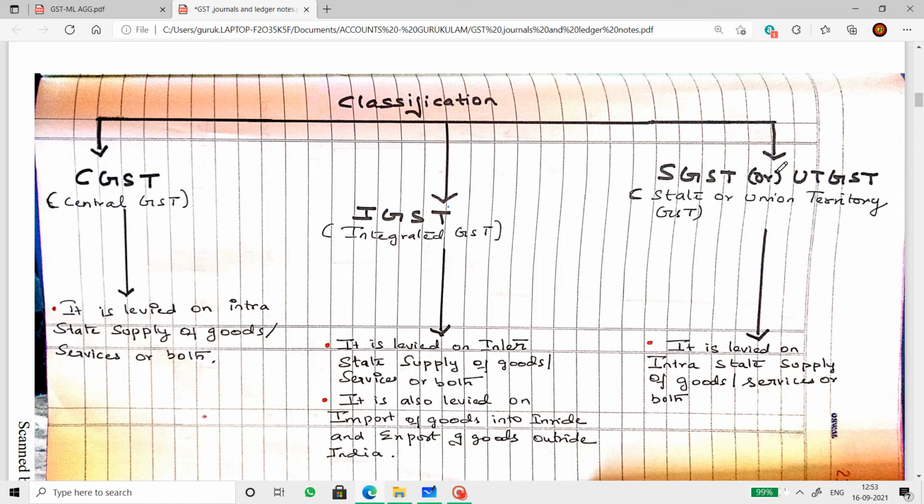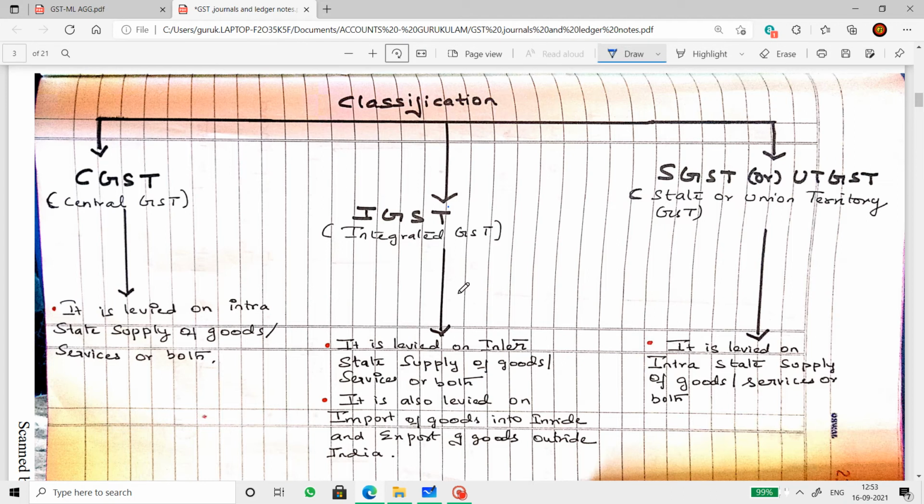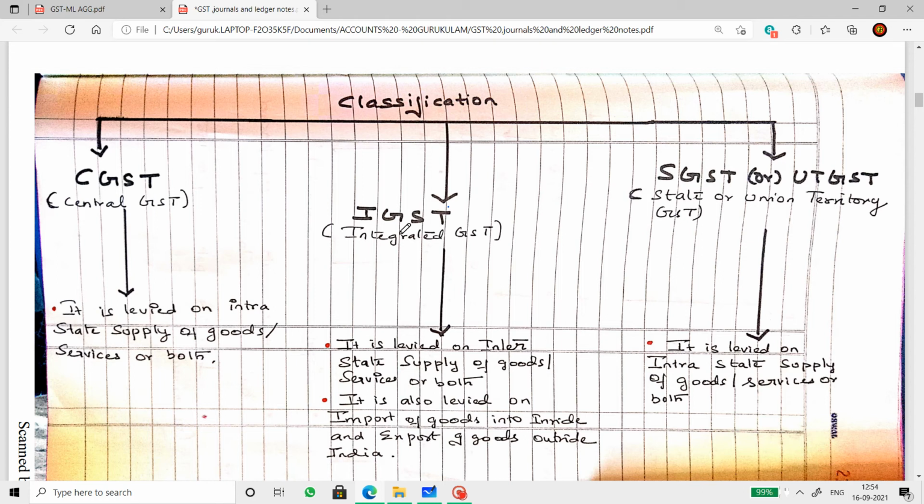When the sale is between state to state, when the sales or services is between state to state, then the GST levied is called IGST or Integrated GST, wherein the entire GST amount will go only to the central government.